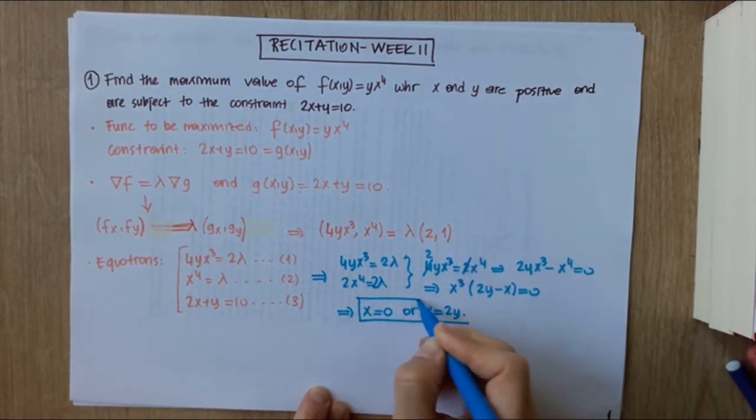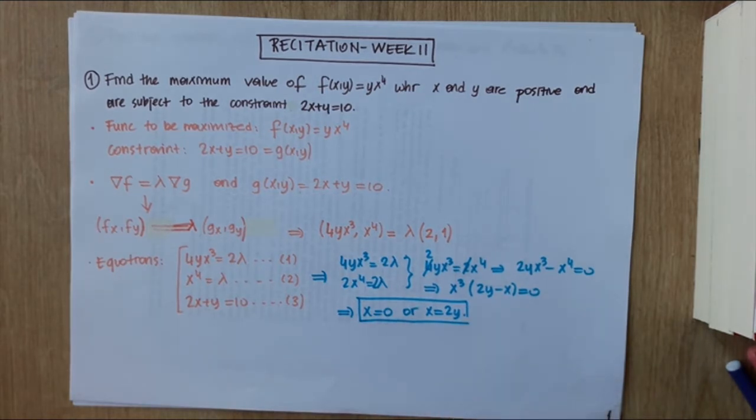We eliminated lambda here. We don't have to find lambda because we are actually looking for the point. If you need it, you should find lambda, but if you can eliminate lambda, you don't have to find it.